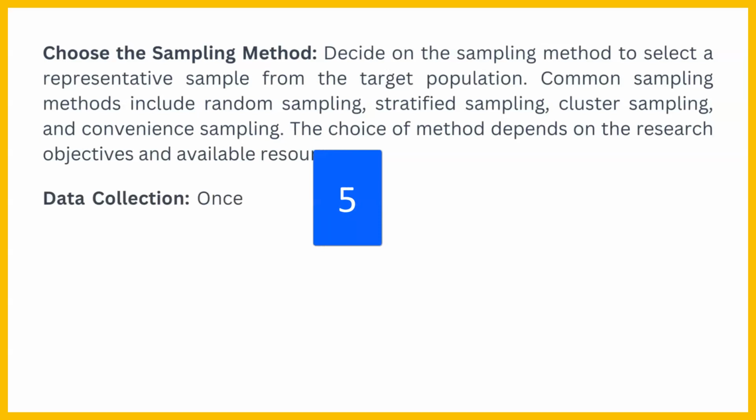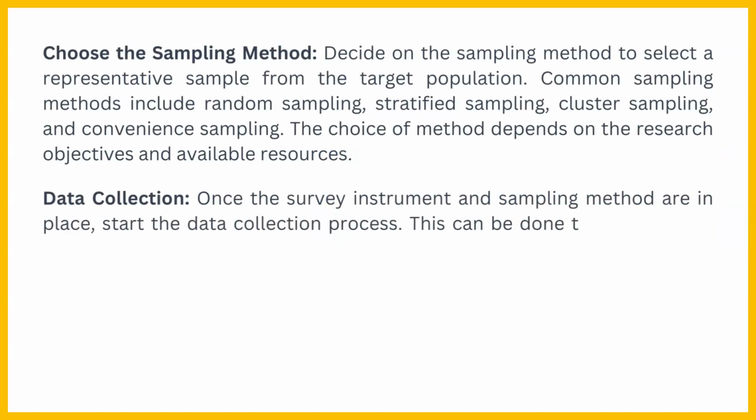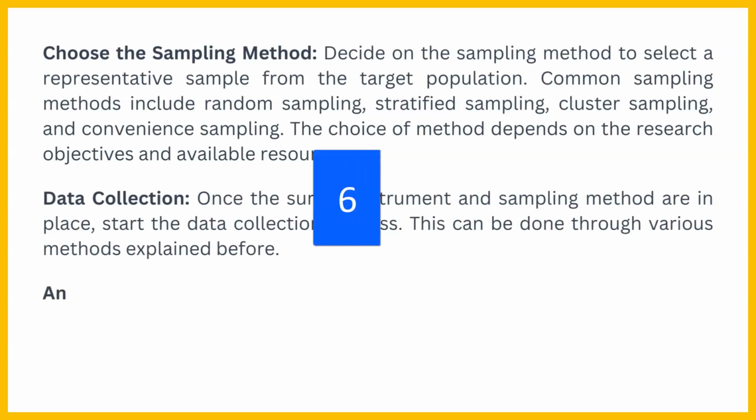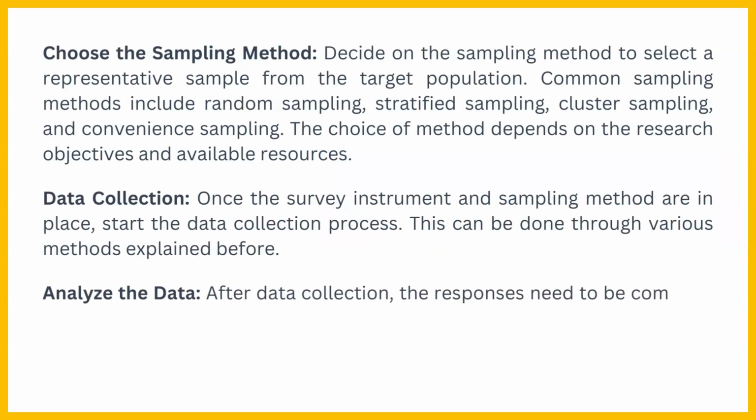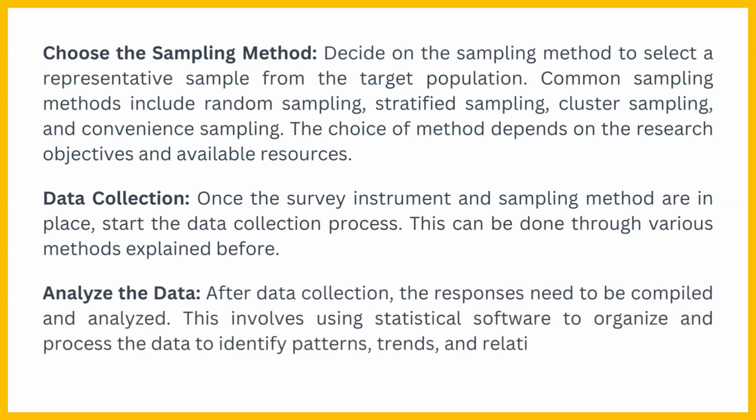Data collection. Once the survey instrument and sampling method are in place, start the data collection process. This can be done through various methods explained before. Analyze the data. After data collection, the responses need to be compiled and analyzed. This involves using statistical software to organize and process the data to identify patterns, trends, and relationships.